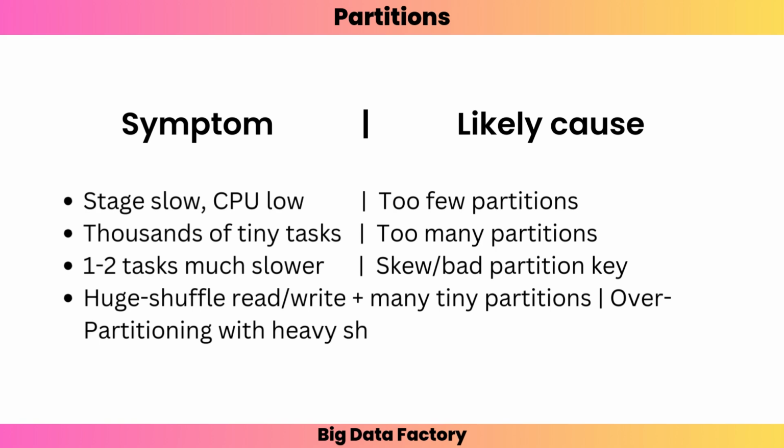Instead of just throwing more executors at it, it's worth asking, do I need to repartition by a better key? Do I need more partitions for this stage? Do I need fewer partitions at the end? Is my shuffle partition config stuck at a bad default?